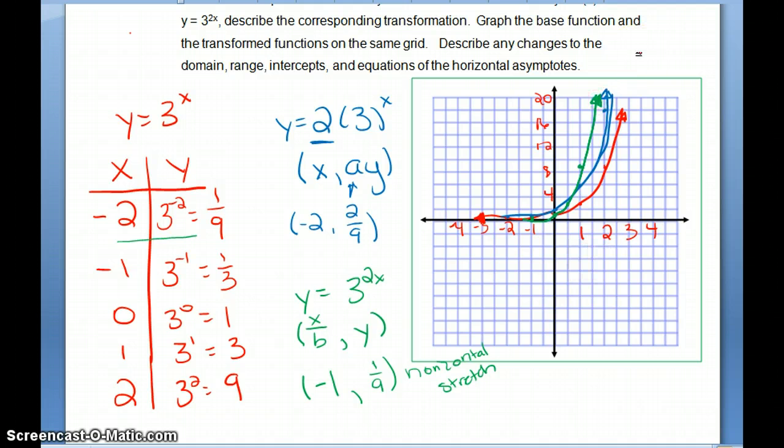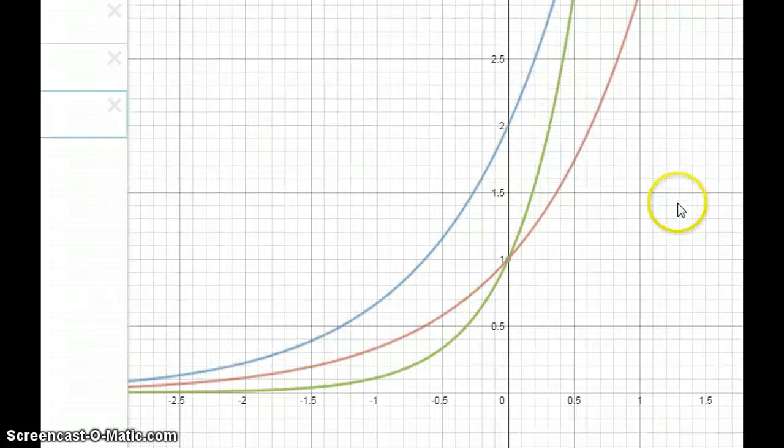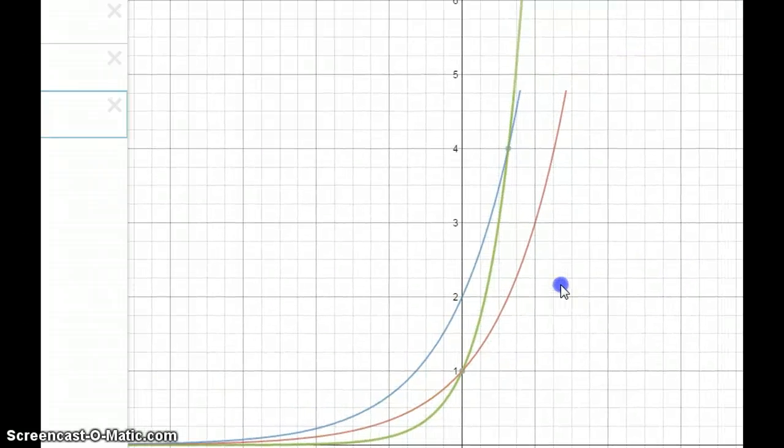Let's take a quick look at my graphing calculator. It does not have a shaky hand, so it'll look a whole lot nicer. So this is essentially what's going to happen, and I'm just going to zoom out for a little bit so you can kind of see what's going on.